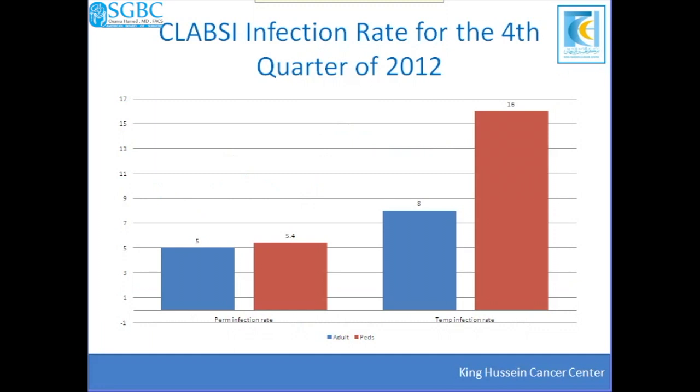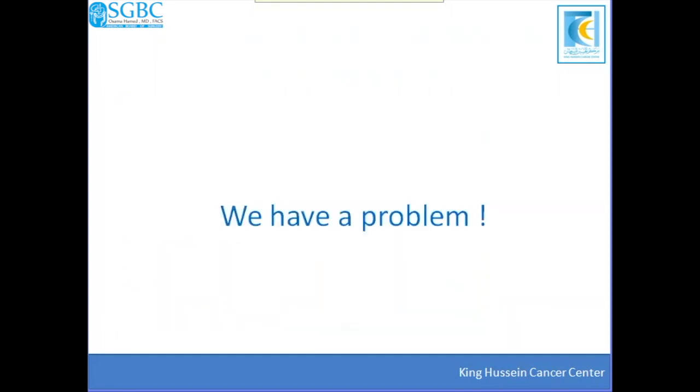I'm not going to go into specific details, but basically our rate for permanent catheters, that means Port, Perm, and Hickman, is around 5 to 5.4 compared to 2, so at least 2 times higher than the average or the expected. But for adult temporary catheters, it's 8. That means 4 times above the average. And for pediatric temporary catheters, it's 16. So we have an issue with temporary catheters, and that's why we established this project.